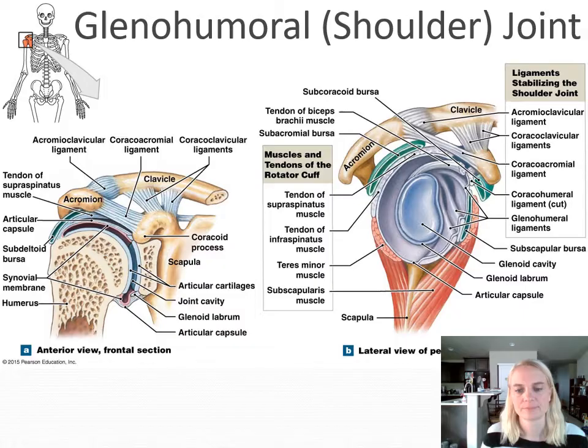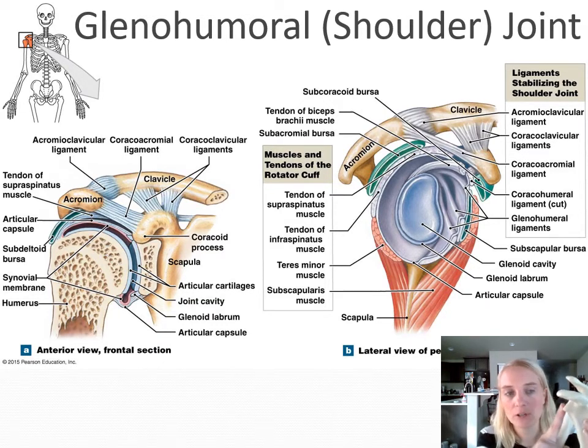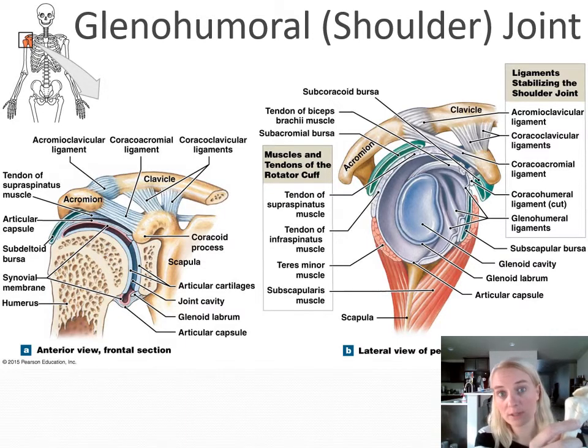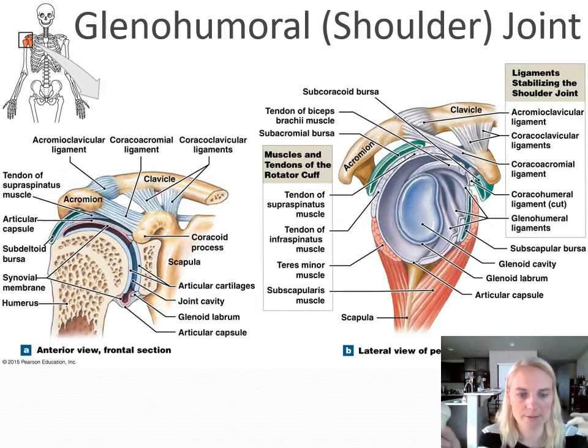So the shoulder. We're going to start here with the shoulder joint, also called the glenohumeral joint, because it is the joint between the glenoid cavity or glenoid fossa of the scapula and the humerus. So glenohumeral joint. Shoulder joint is fine.